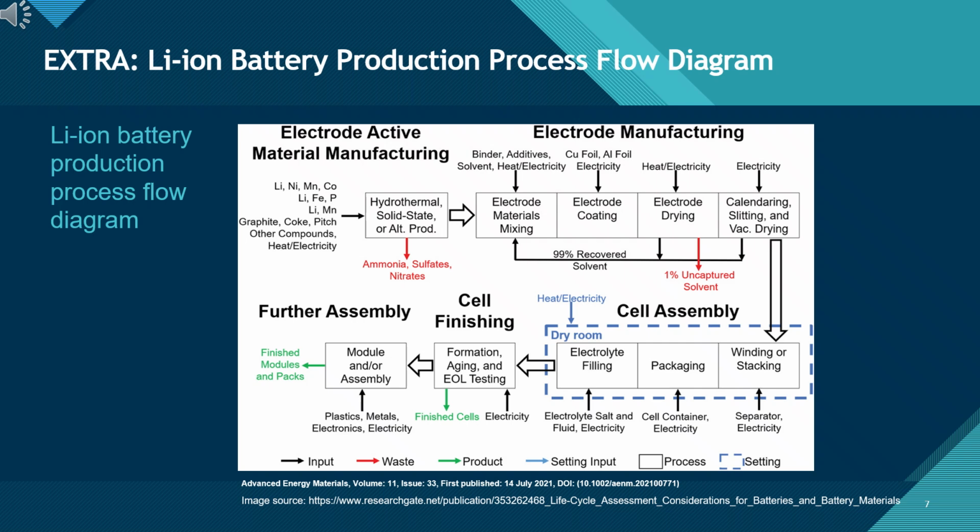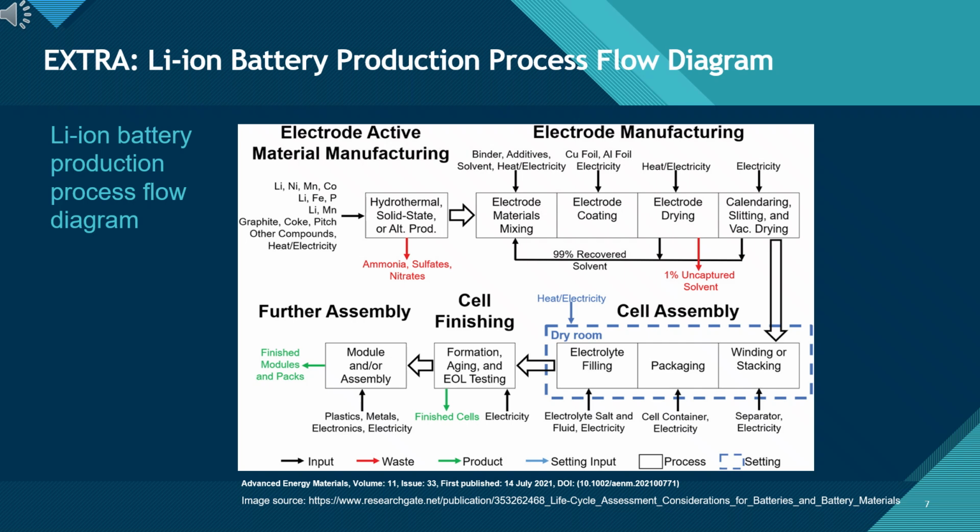This diagram, titled Lithium-ion Battery Production Process Flow Diagram, is adapted from Advanced Energy Materials, 2021. It shows the full production chain, starting with the manufacturing of electrode active materials, where raw materials such as lithium, nickel, manganese, and graphite are processed. Next is electrode manufacturing, which involves mixing, coating, drying, and calendaring, during which most solvents are recovered. However, some emissions remain. The process then moves into cell assembly, which must be performed in a dry room.